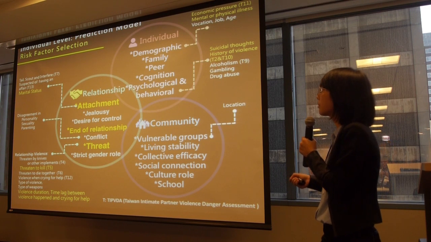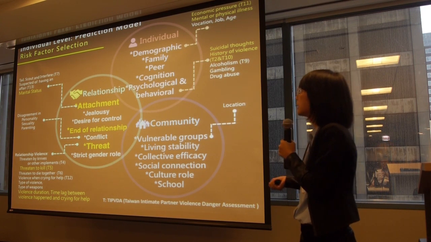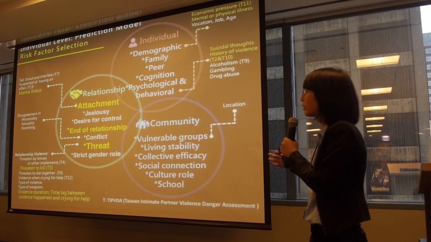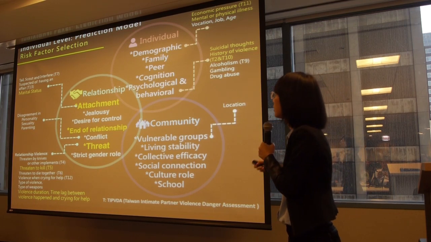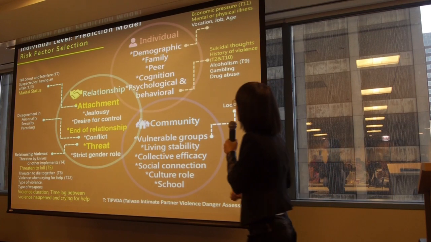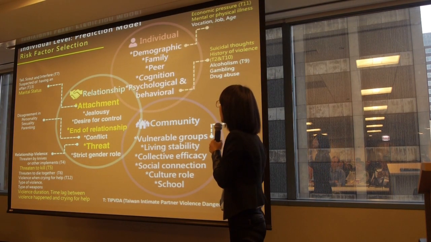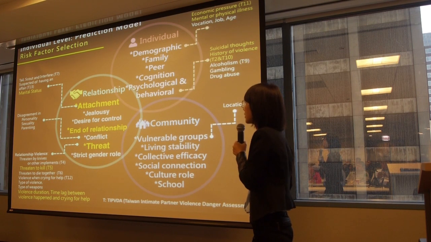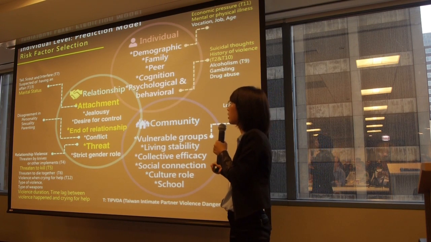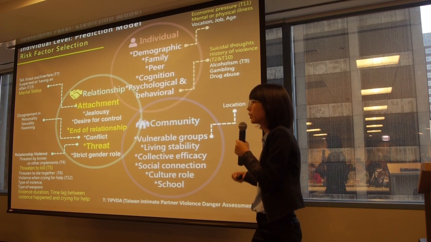We built a prediction model for it. We spent a long time on risk factor selection. You can see in the circle, there are 3 different categories of data: individual, relationship, and community. And outside the circle are the corresponding variables in our database.